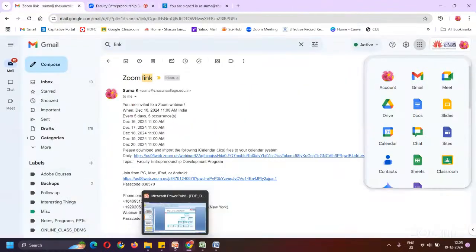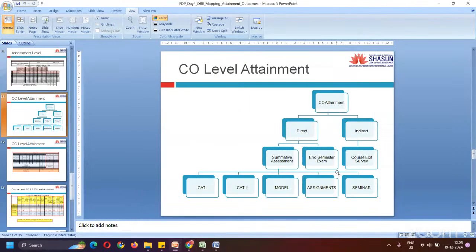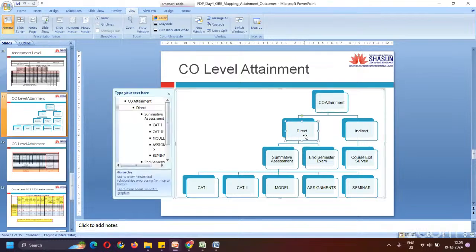If you're going for course level attainment, you have to convert all your COs into a course exit survey. Then you can get the responses from all the students. Based on that, you will be able to do the calculation of the indirect attainment.